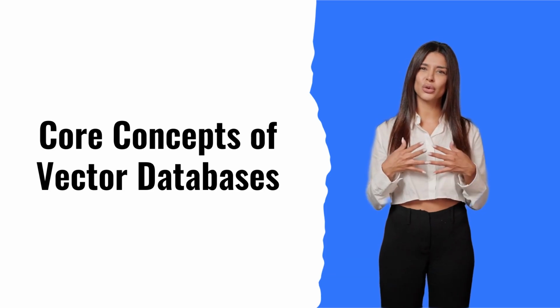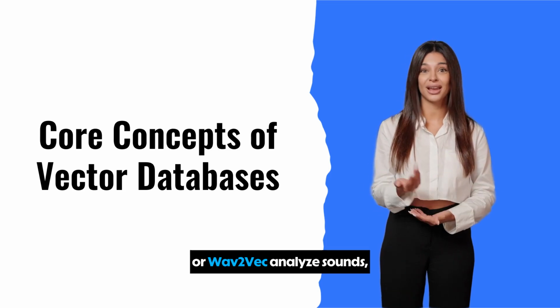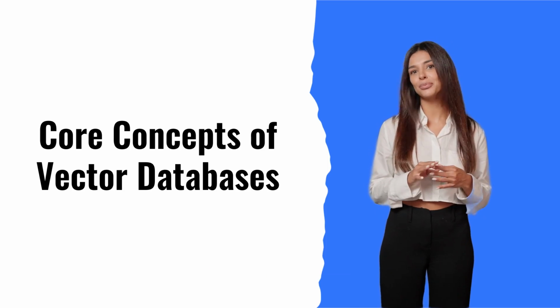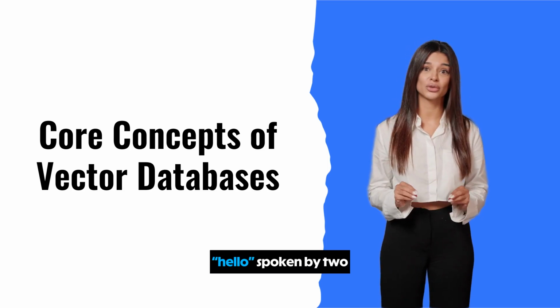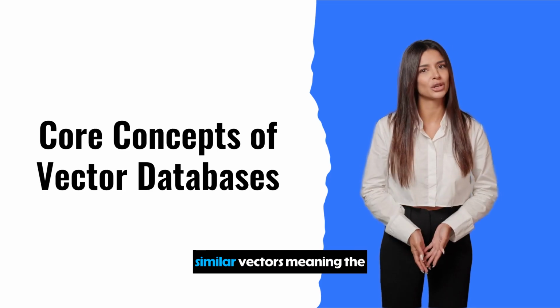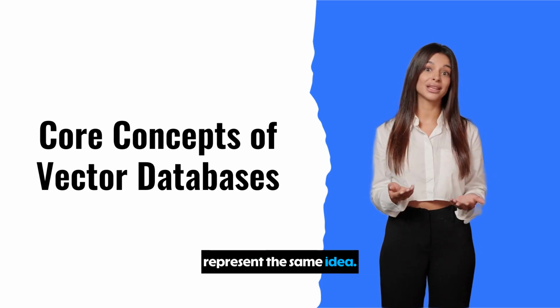Now let's talk about audio embeddings. Audio models like Whisper or Wav2Vec analyze sounds, pitch, rhythm, and speech to form embeddings. For instance, the word hello, spoken by two people in different tones, might still produce very similar vectors, meaning the computer understands they both represent the same idea.